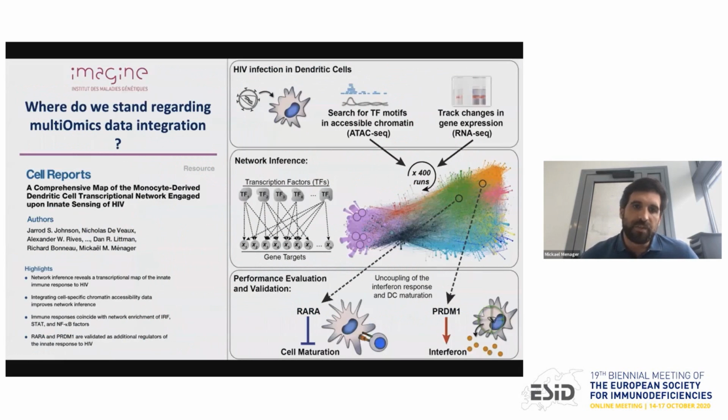And for that, we've been starting to use machine learning approaches to try to infer those multi-omics networks. So in terms of multi-omics data integration, where do we stand in my team? We've been collaborating with Rich Bonneau and Dan Littman in New York. For our HIV project, we've been able to use RNA sequencing and epigenomic data, but at the bulk level, not at the single cell level, to create a network where we connected together more than 22,000 genes and predicted the change of activity of more than 500 transcription factors in order to try to find new genes and new pathways involved in interferon response and dendritic cell maturation following HIV infection.